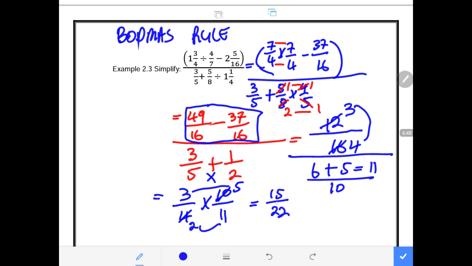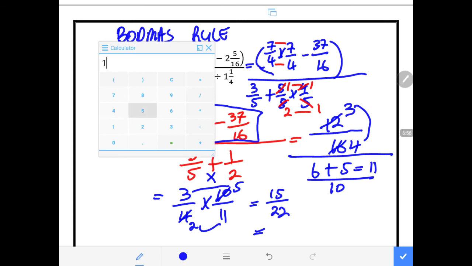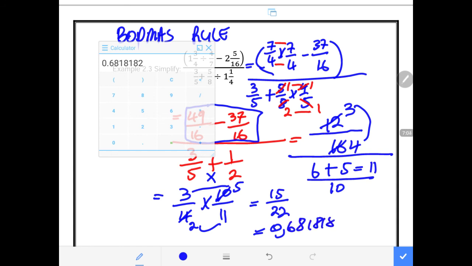In the previous ones, remember we had to change this into a mixed fraction. We don't have to change this into a decimal by saying 15 over 22, and that will be 0.68, unless you are required to do so. But in the case where you are not required, you leave this as simplified as it is.